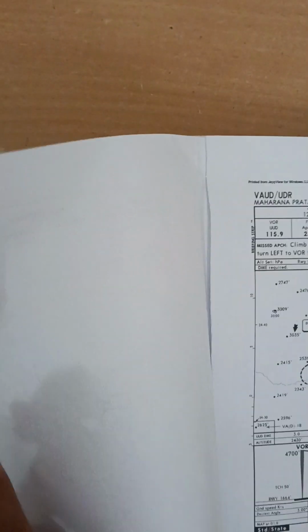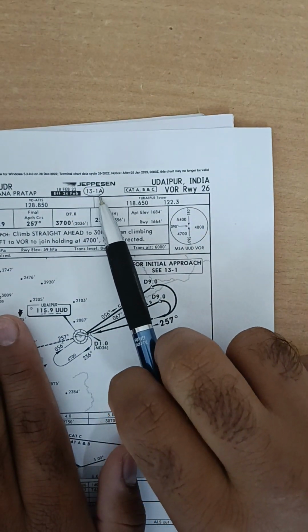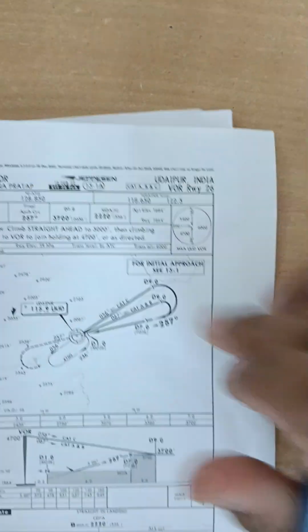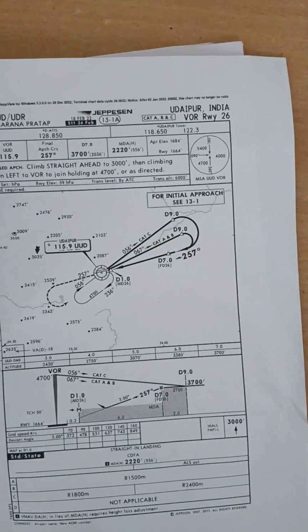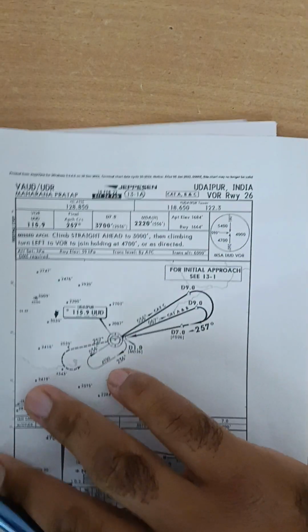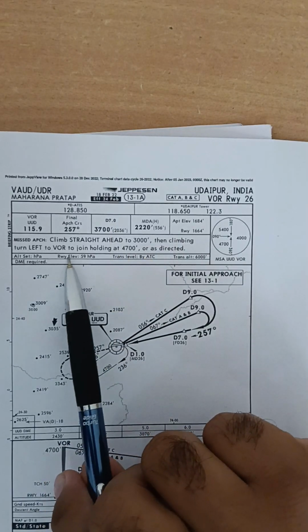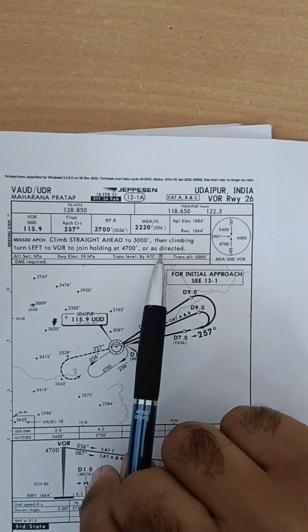Okay, for the next portion of this chart, we'll go to the final approach chart, which is the next page. As you can see, we are on VOR runway 26, 131 alpha chart, which was said in the previous one. So here we have the final approach details. Again, most of the portion remains the same. Only the additional portion we're going to read: missed approach, climb straight ahead to 3000 feet, then climbing, turn left to VOR, join holding at 4700 or as directed.